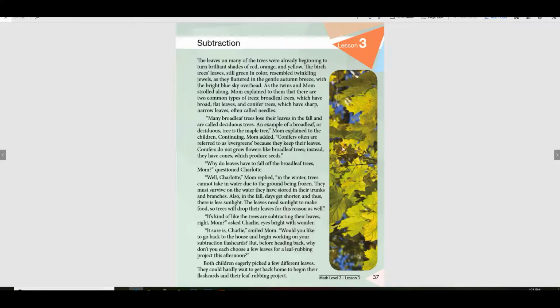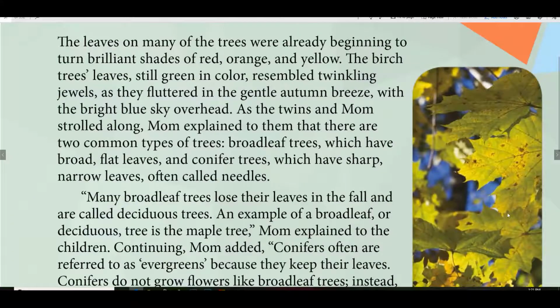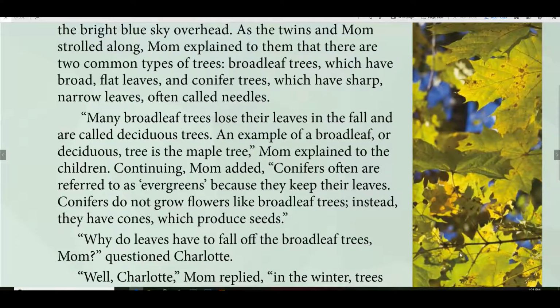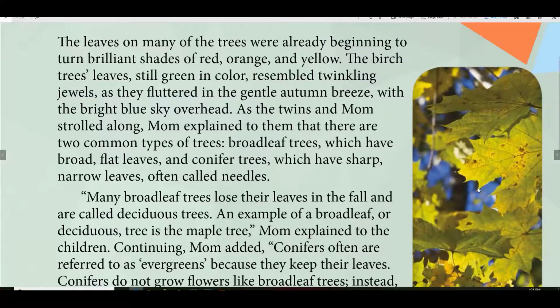Do you see this picture right here? Okay, these leaves that you see right here, these are from a maple tree, I do believe. You see the shape of them?